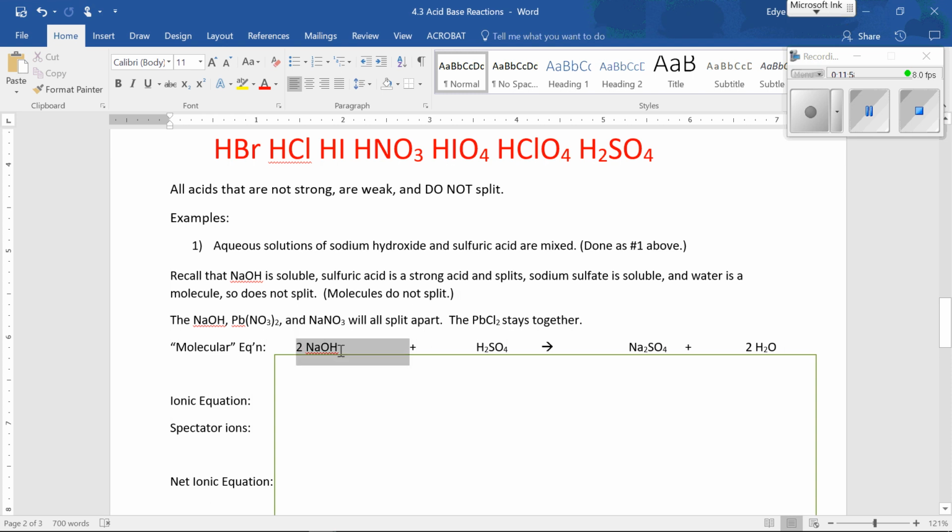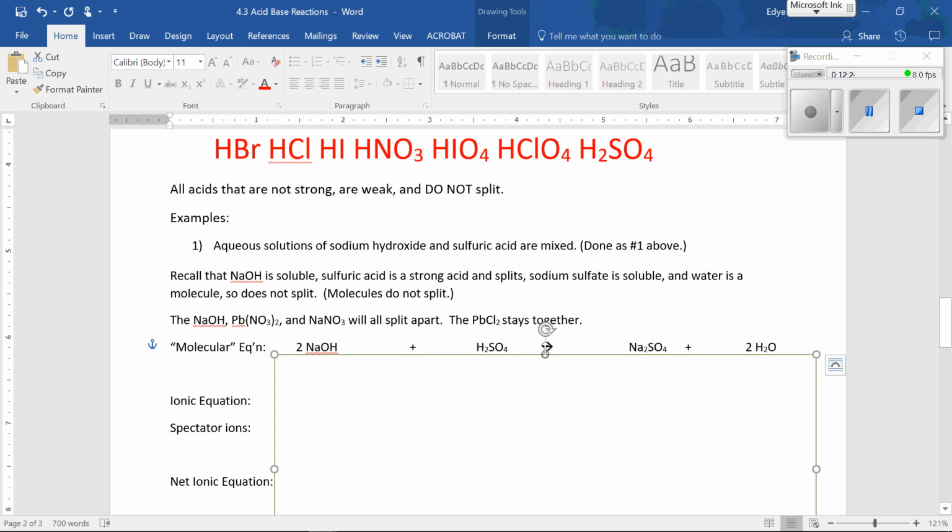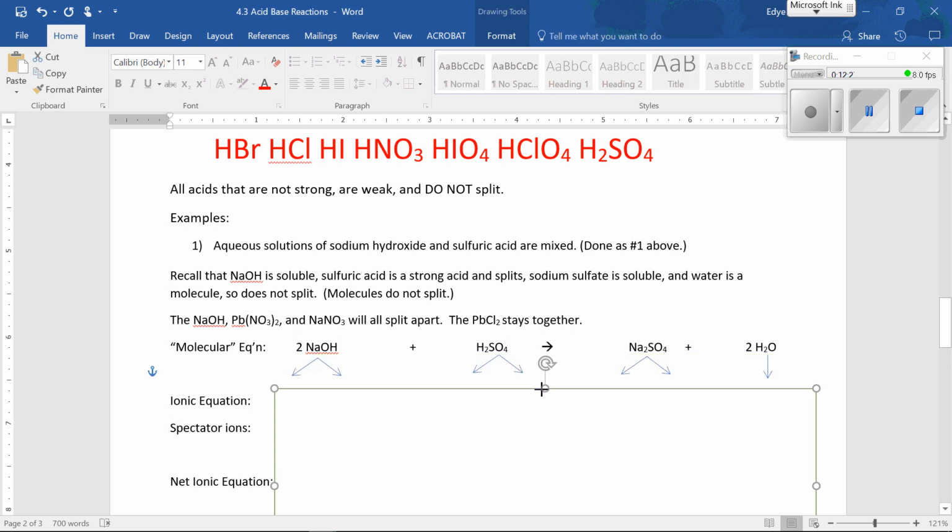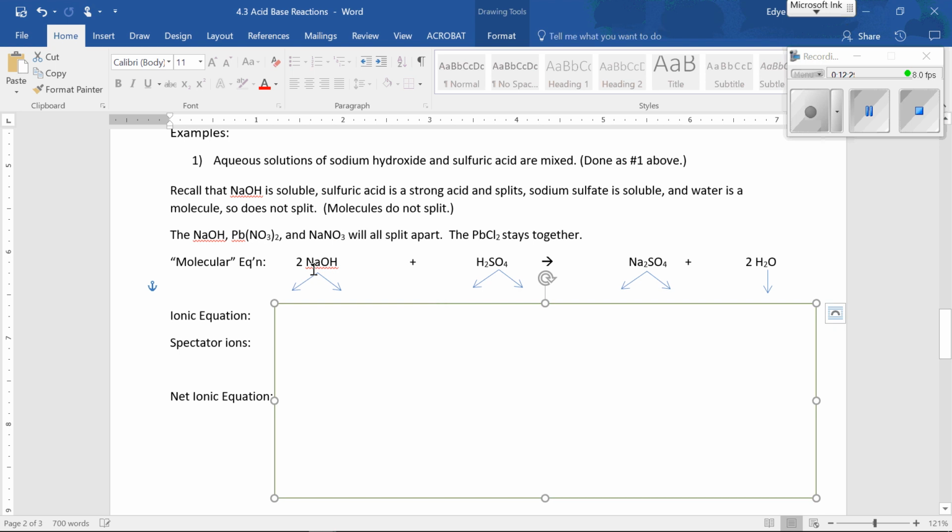Sodium hydroxide is soluble, so that will split. Sulfuric acid is, oh, there's one of our strong acids, it will split. All alkali metal ionic compounds, or ionic compounds that contain alkali metals, are soluble. This one splits. Water is a molecule. Water never splits. Molecules don't split. Now I say that acids are a special case, of course. Okay, so let's see who splits. There we go. This is what we just spoke about. These 3 will split. This one does not and comes straight down.